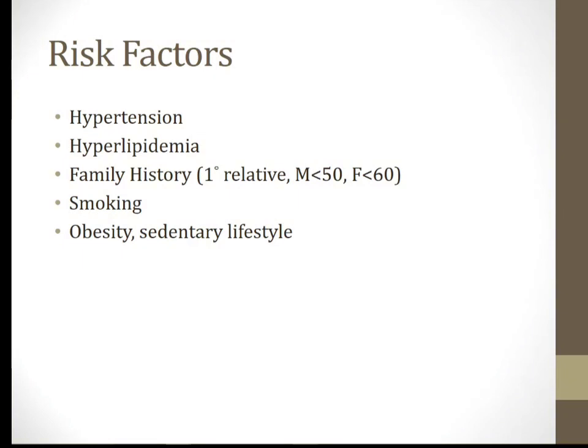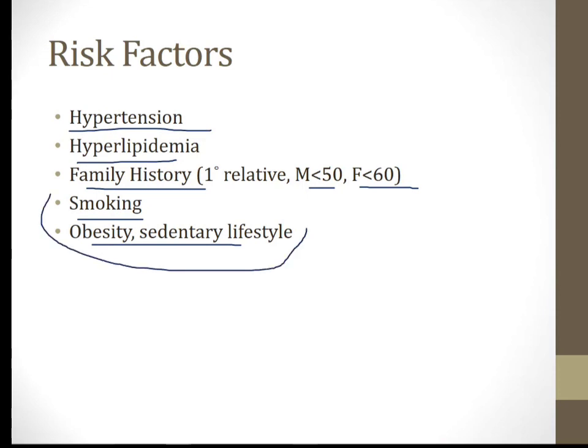Other risk factors are shown on this slide. Hypertension is a risk factor. Hyperlipidemia is a risk factor. Family history of coronary disease is a risk factor, and this is defined as a primary relative, meaning mother, father, brother, or sister, who was a male and had coronary disease before the age of 50, or who was a female and had coronary disease before the age of 60. Smoking is also a risk factor, so is obesity and sedentary lifestyle, and these last two here are considered the modifiable risk factors. There's nothing you can do about your family history, but you can modify your risk of coronary disease by not smoking, getting exercise, and avoiding obesity.